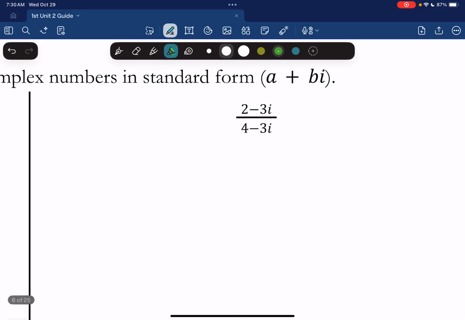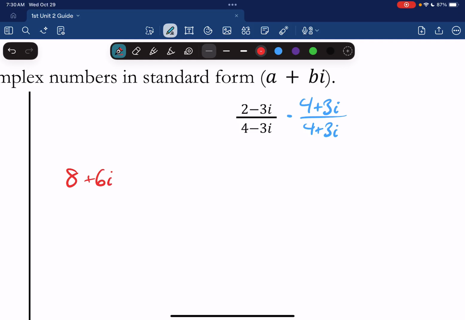All right, so next one, same thing. I'm going to multiply by the conjugate of the denominator. So I'm going to multiply by 4 plus 3i over 4 plus 3i. Now I'm going to go ahead and multiply. Starting with my numerator, this is going to be 8. 2 times 3i is 6i. Negative 3i times 4 is negative 12i. Negative 3i times 3i is going to be minus 9i squared.